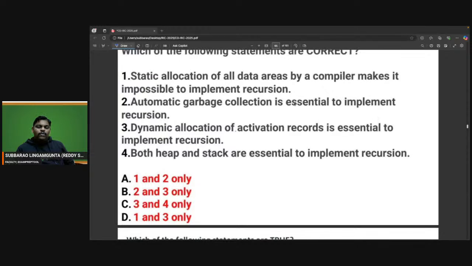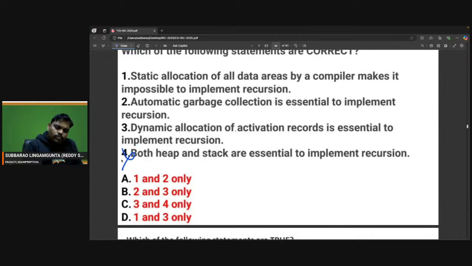So I think everyone knows, heap and stack are essential to implement recursion. Heap will implement the recursion, stack also. Can you say, is it right or wrong? I think only stack is enough. No, only stack is enough. I think the fourth option is wrong.